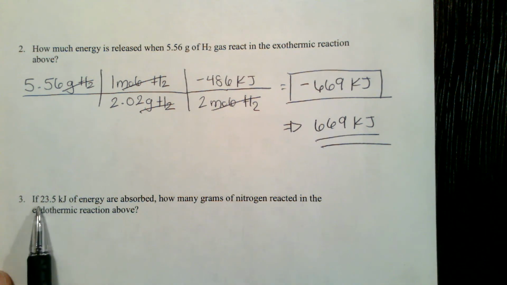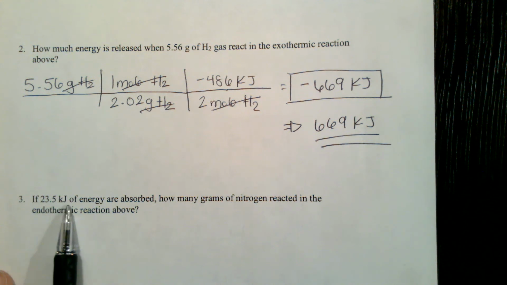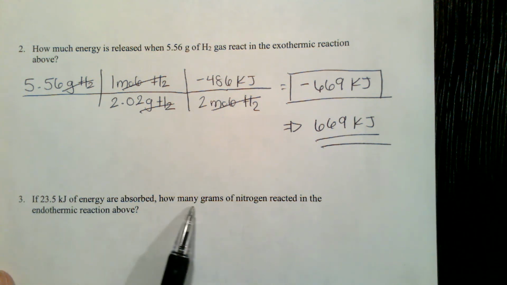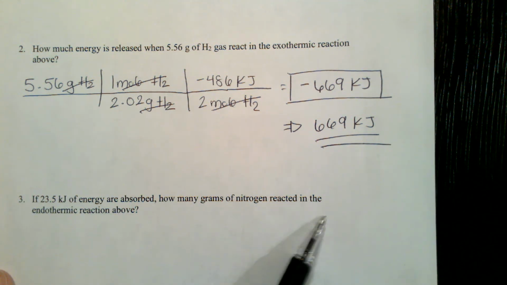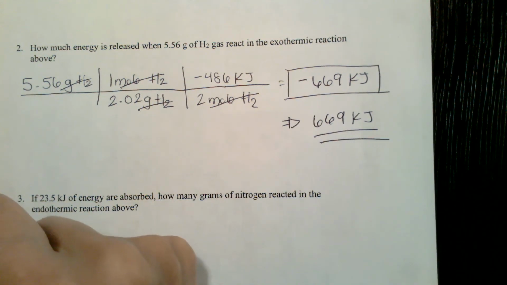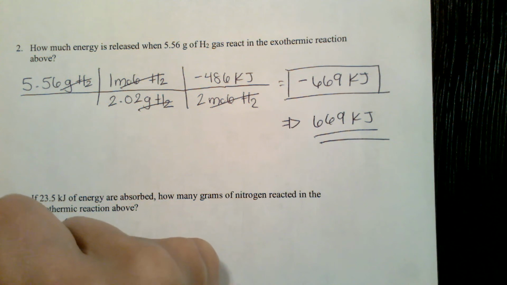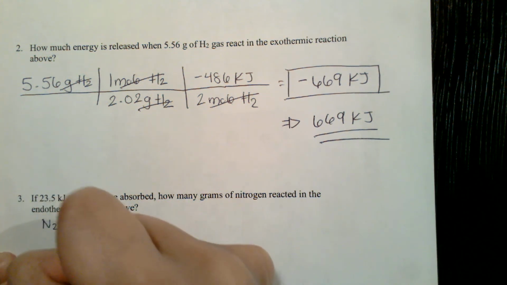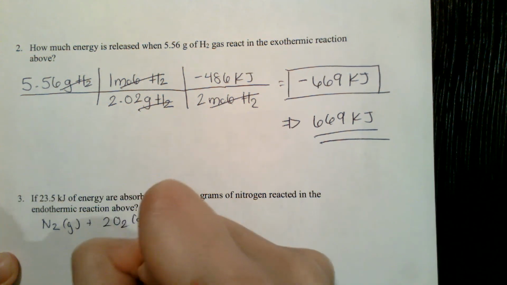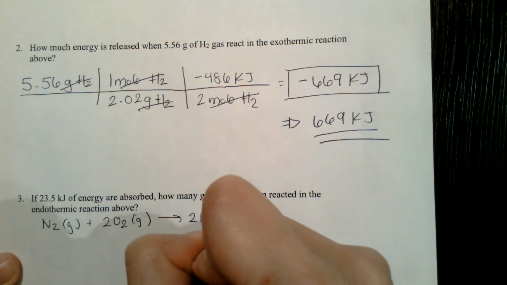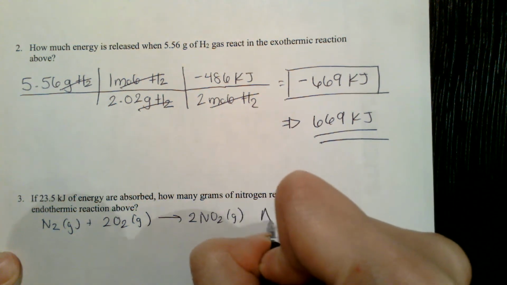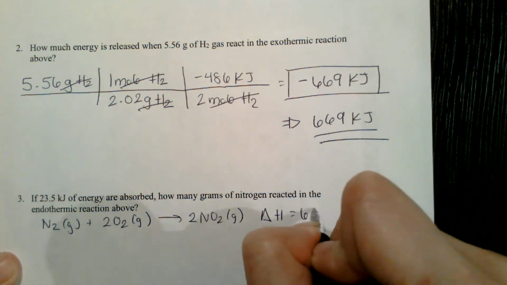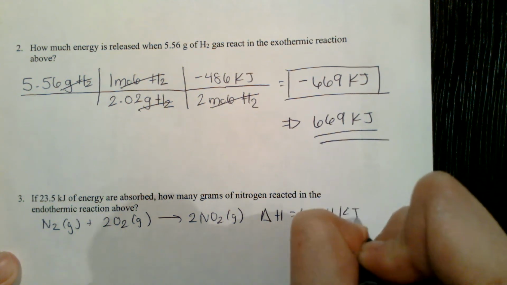Okay, so last one. If 23.5 kilojoules of energy are absorbed, how many grams of nitrogen reacted in the endothermic reaction above? So I'm just going to rewrite this real quick. Remember that was N2 plus 2 O2 that produced 2 NO2, and the delta H was 66.4 kilojoules.